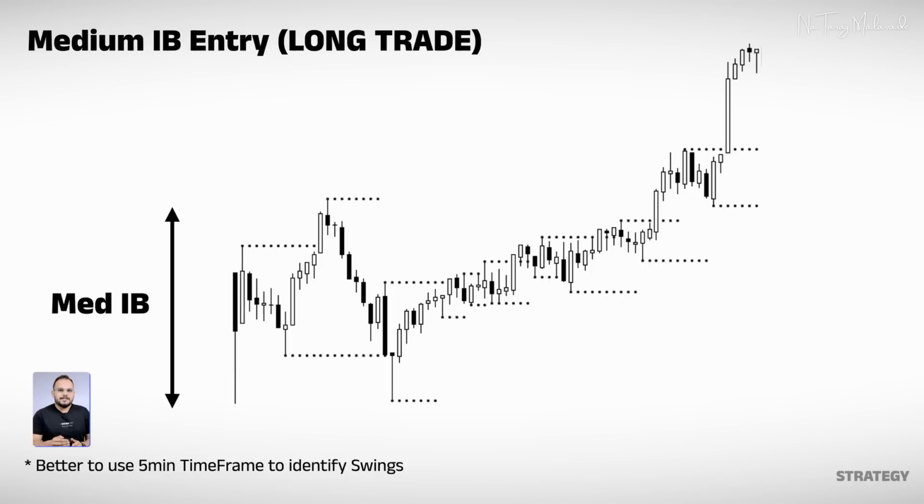In this scenario, our strategy involves triggering the trade at the breakout of the swing high. This is important: the swing high above the IB low. Let's visualize this with an example.